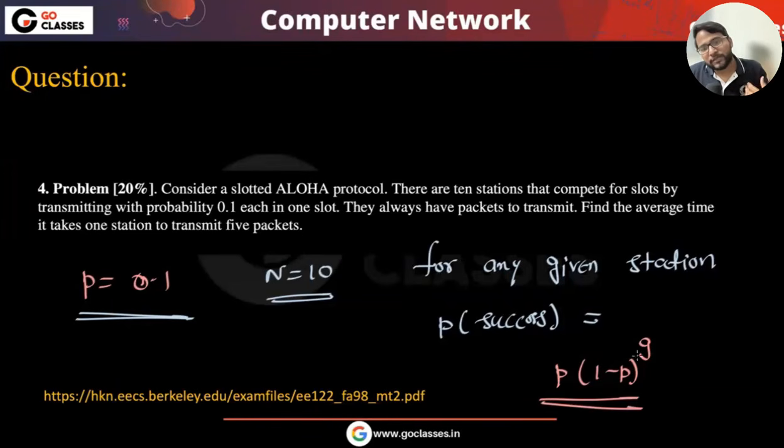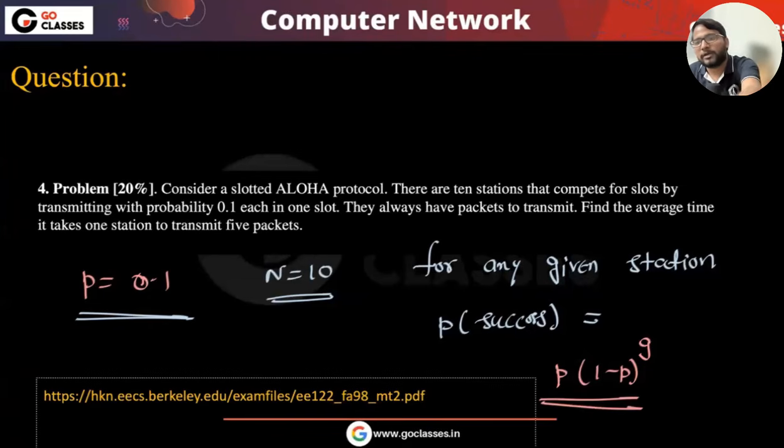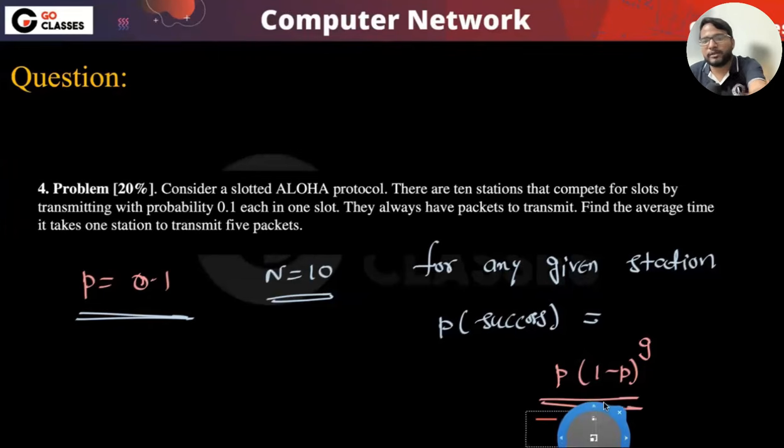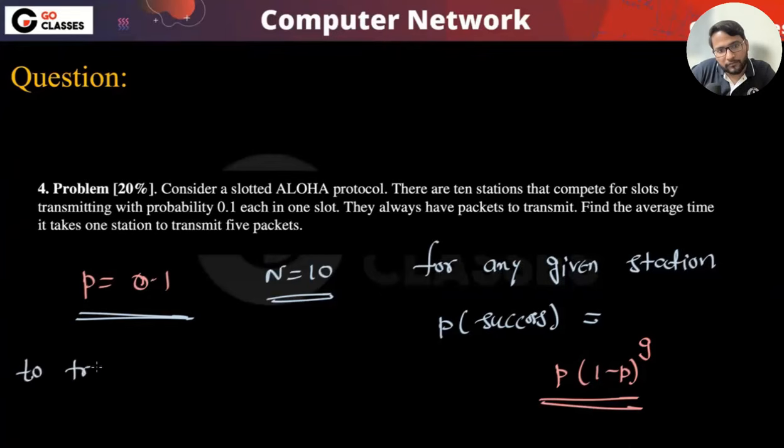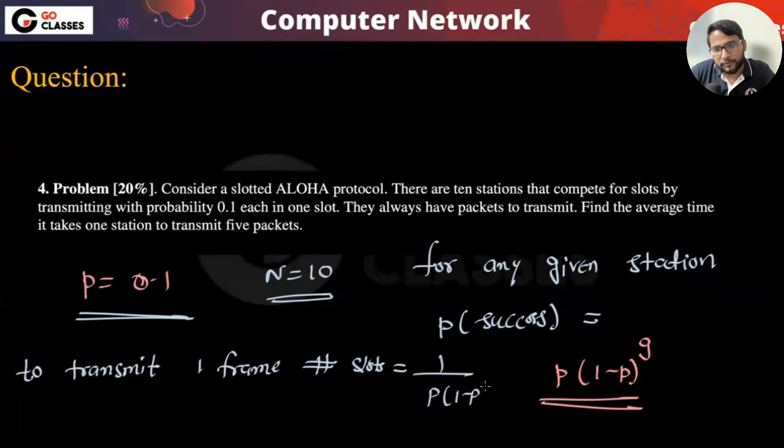Which means just to transmit one frame, how many slots will it be needing? Can anyone tell me? To transmit one frame, how many slots will you be needing? To transmit one frame, the number of slots will be 1 upon P into (1 minus P) over N.